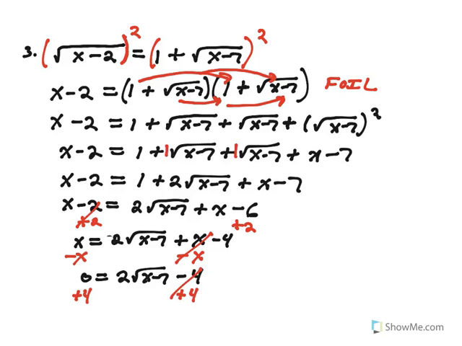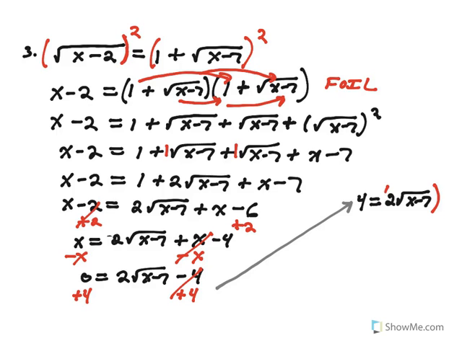So that cancels, and then you have, okay, we're going to go back over here because there's more room. 0 plus 4 is just going to give me 4, okay? 2 radical x minus 7. And the minus 4 plus 4 cancel on the right. Now we have the radical isolated on the right side.